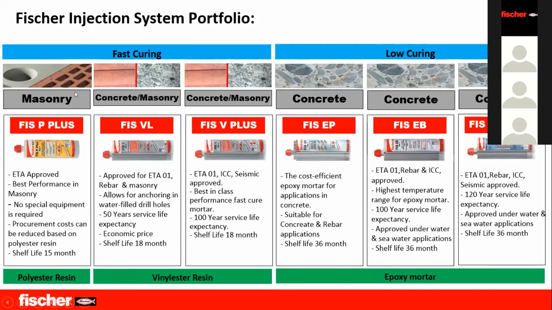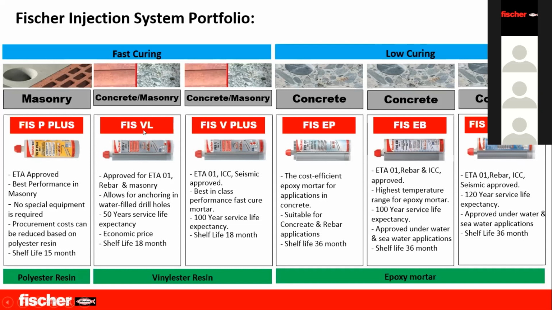Fast curing: if you have masonry as the base material and want the most economic solution, it will be FISB Plus, but you should check the load itself. It has many advantages: ETA approved, best performance in masonry, no special requirement is required. Procurement cost can be reduced based on the polyester resin. Shelf life is around 15 months.